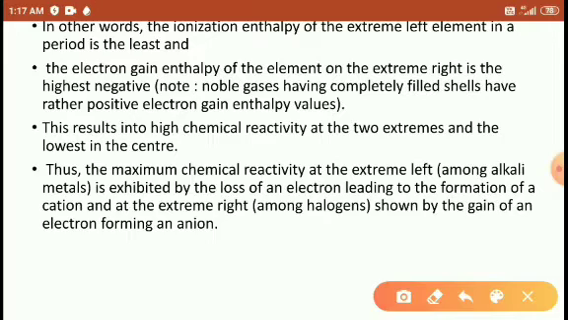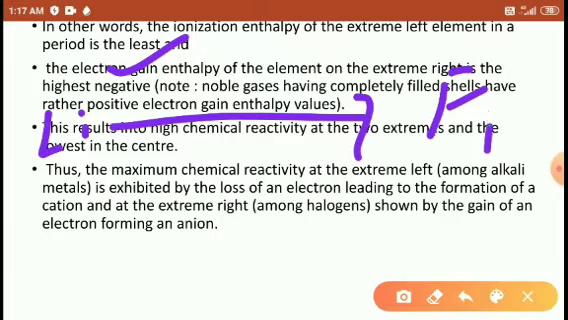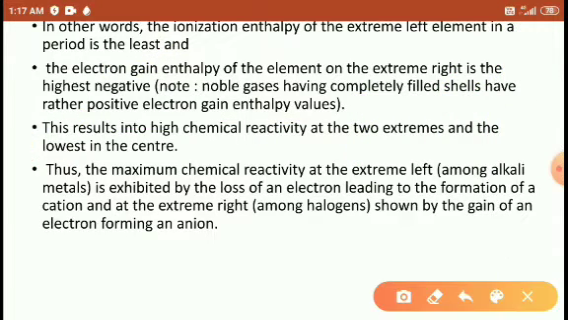Electron gain enthalpy at the extreme right is the highest negative because it releases more energy. For example, when you move from lithium to fluorine, fluorine releases more energy by accepting an electron as compared to the left side of the element. For noble gases the electron gain enthalpy is 0 because they neither release nor absorb energy, because their shells are completely filled.